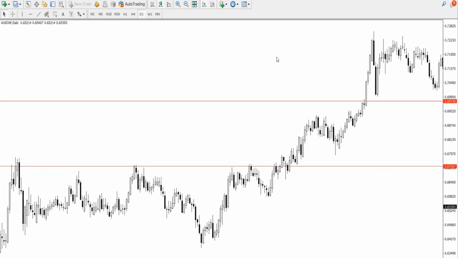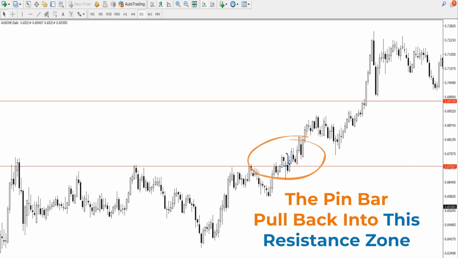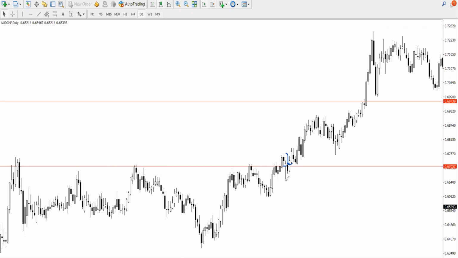So first of all, here is our first pin bar just here, where we have a key horizontal significant level on the charts acting as resistance, where we had the pin bar pull back into this resistance zone. It closed above it. We have the long wick showing that all the sellers have given up, the buying momentum has taken over, and of course that was the catalyst for price to continue the breakout of this consolidation.